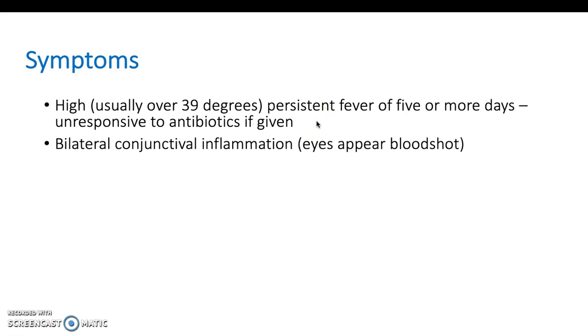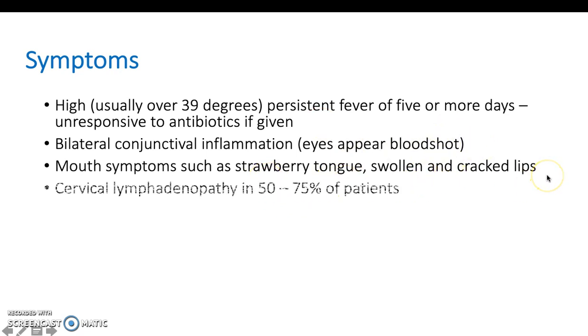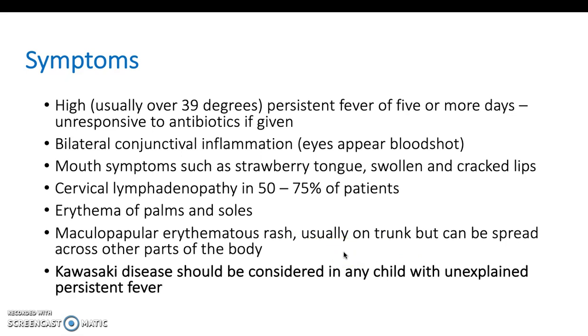Bilateral conjunctival inflammation, so the eyes will appear really red. Mouth symptoms such as a strawberry tongue and swollen and cracked lips. Cervical lymphadenopathy. Erythema of palms and soles. Maculopapular erythematous rash, usually on the trunk, but it can spread. And essentially, it should be considered with an unexplained persistent fever. So red mouth, eyes, palms and soles, and a high fever that's persistent.